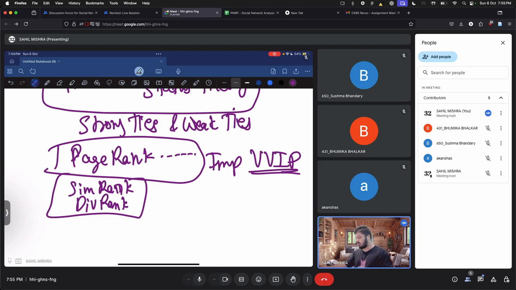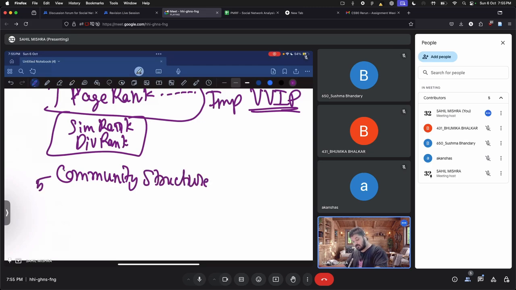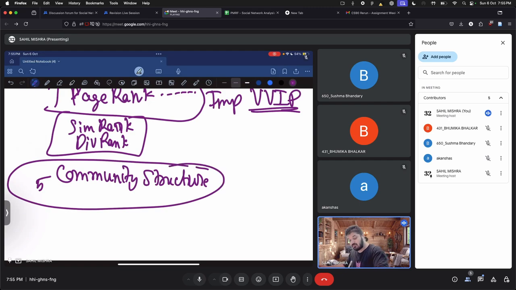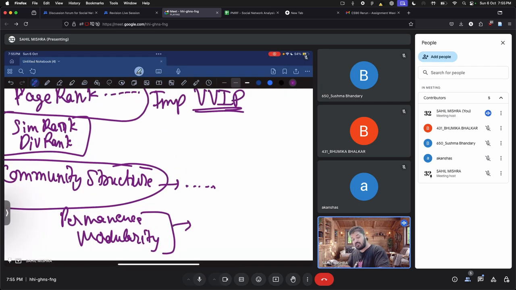Then the next chapter is community structure, chapter 5. We will try to reach here and finish some of the concepts. If we are not able to reach, this is like permanence, modularity. Questions will be asked, and difficult questions will be asked from these concepts. Difficult means you will have to use calculator computation.